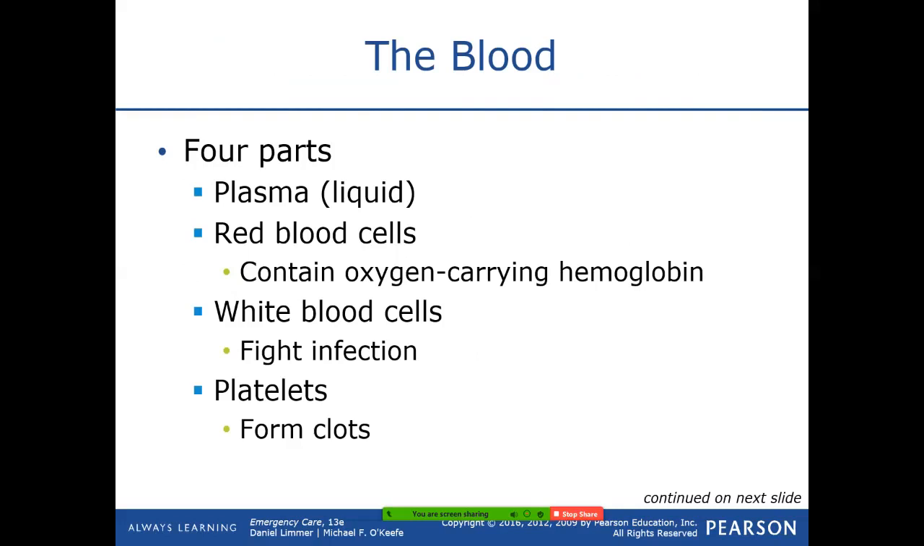All right, we'll talk about blood a little bit. There are 4 parts of the blood. There's the plasma, which is the liquid in the blood. There are your red blood cells, which contain oxygen-carrying hemoglobin, so the oxygen gets transported through the red blood cells. Then we have our white blood cells, which fight infection, and platelets that form clots.